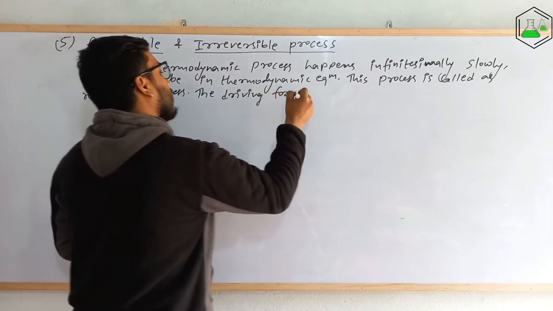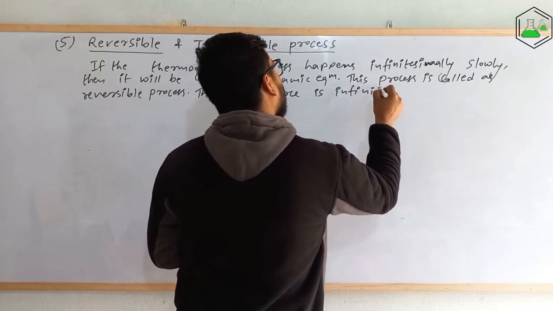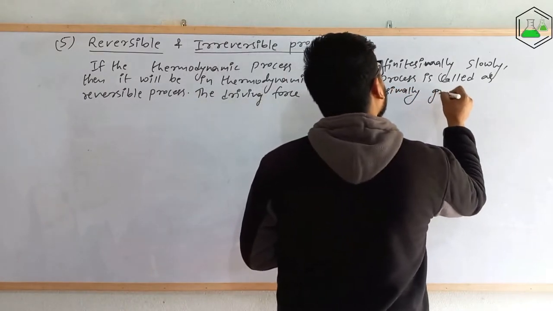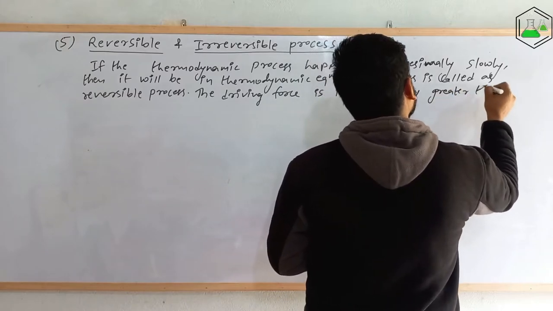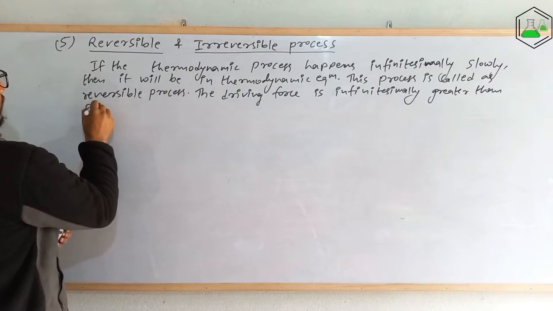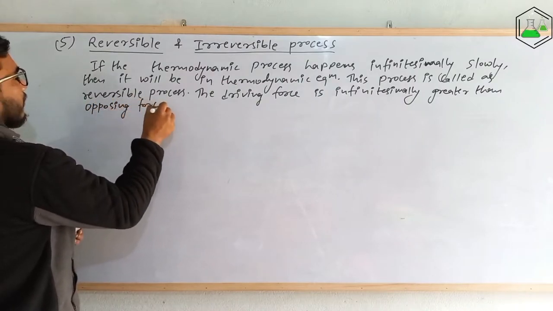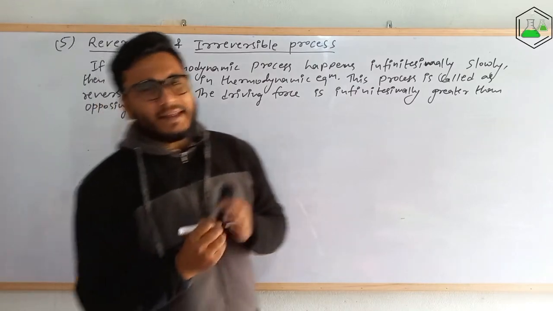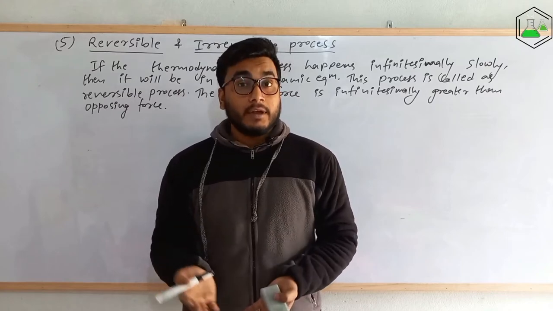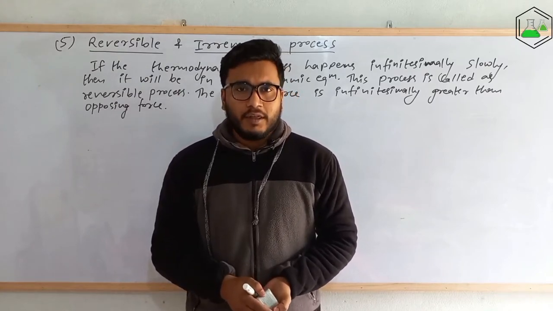The driving force is infinitesimally greater than the opposing force. That is, the driving force will be slightly greater than the opposing force. Then that type of system will be in thermodynamic equilibrium all the time, and that is called a reversible process.